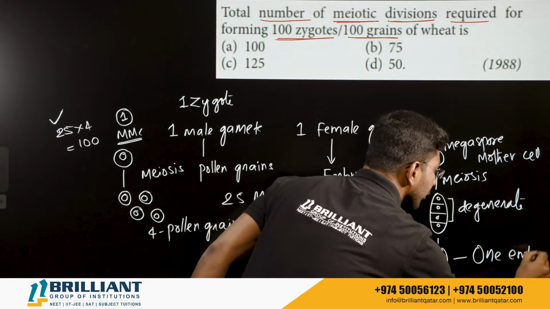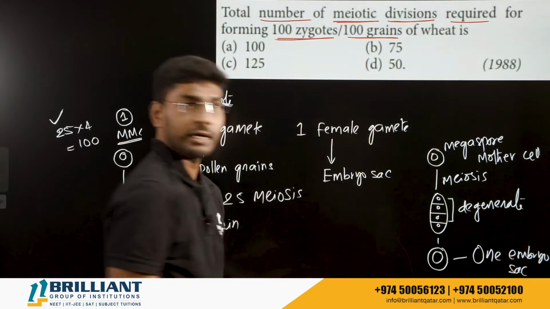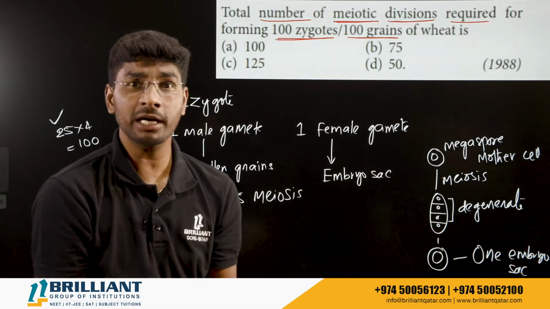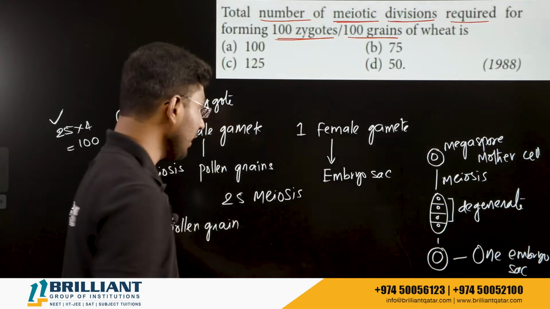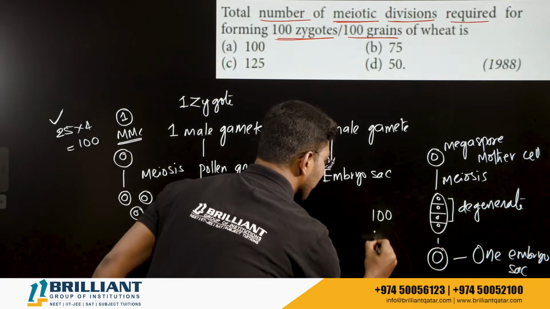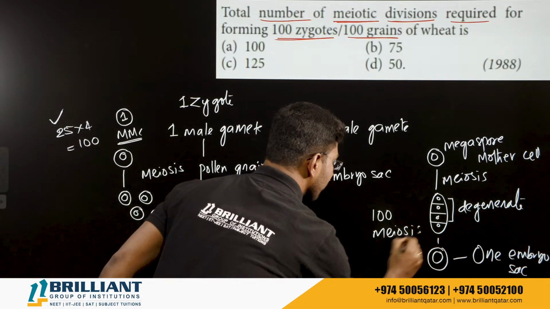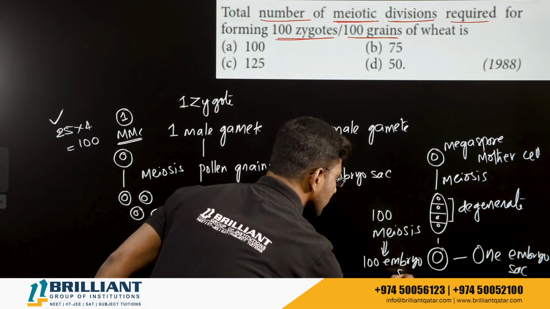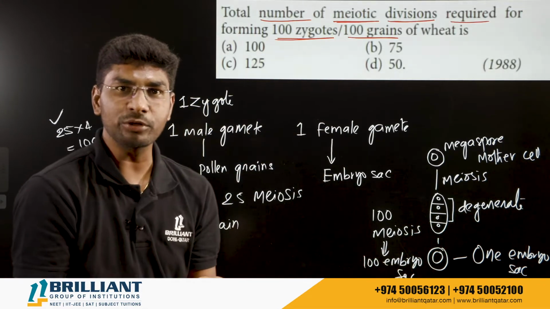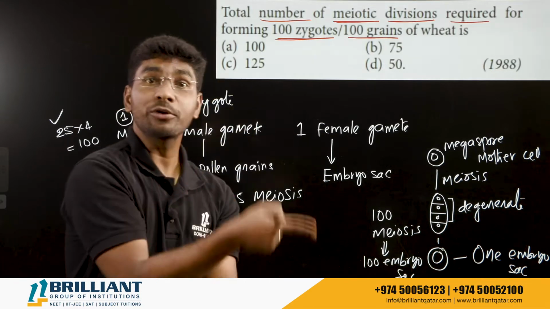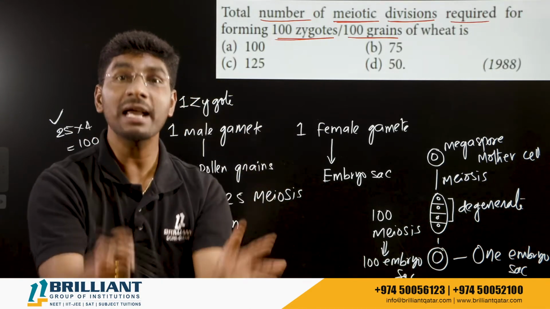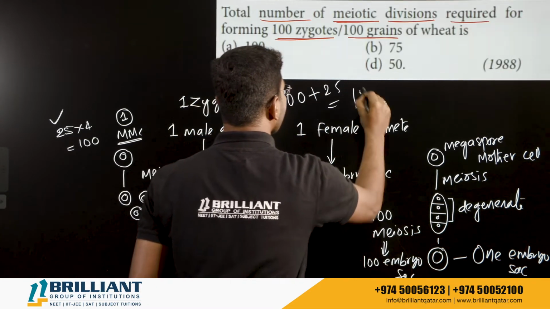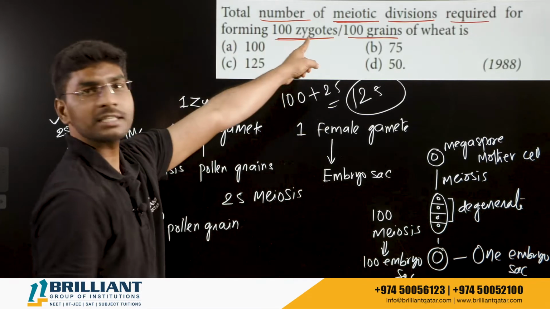So my question: how many embryo sacs do you need for the 100 zygote formation? 100 embryo sacs, because in each embryo sac one egg is there, right? So 100 meiosis divisions will give 100 embryo sacs. You got my point? So 100 for female gamete formation and 25 meiosis for 100 male gamete formation. So 100 plus 25, our answer is 125, because they are asking about zygote formation.